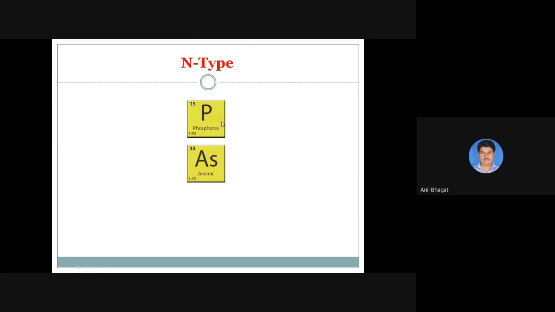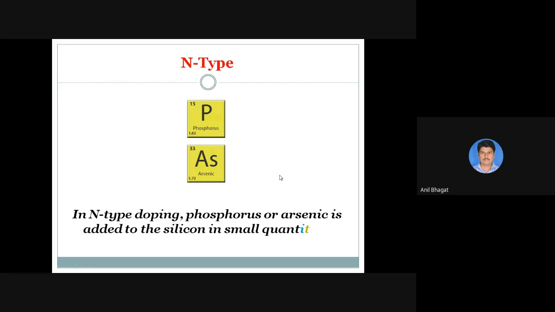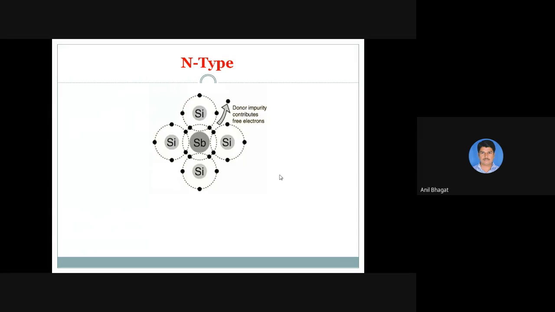So n-type material always takes a pentavalent impurity. That means the outermost shell has 5 electrons, as in phosphorus and arsenic. In n-type doping, phosphorus or arsenic is added to the silicon in a small quantity. Now this is very important. The total is 4 valence electrons of this Si, 4 of this Si, 4 of this Si, and 4 of this Si. This is the structural representation of n-type semiconductor material.